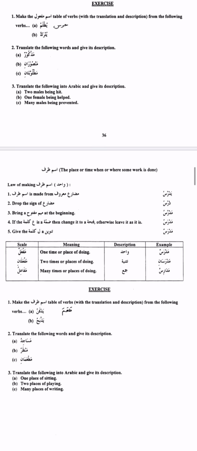Madhkurun. Translate the following words and give its description. Madhkurun, he who was remembered, that one male who is remembered, madhkur. Madhkur is from dhakara yadhkuru. The root letters are dhal, kaf, ra, and dhikr is the masdar, remembering, remembrance, dhikr.